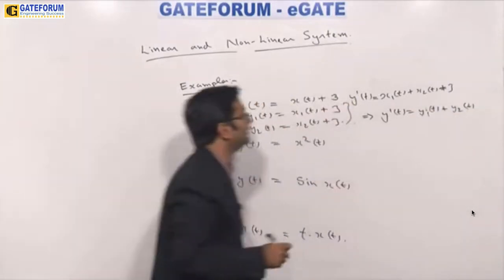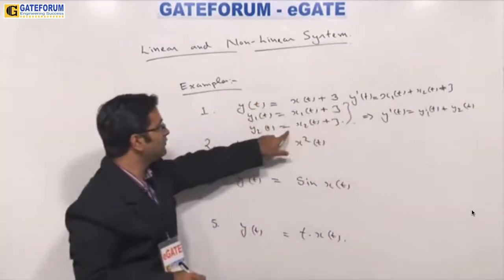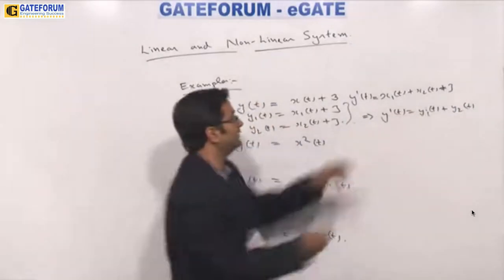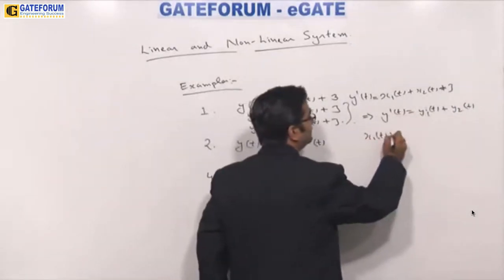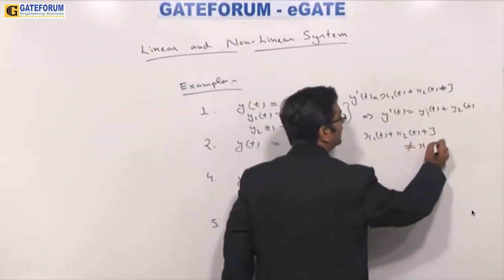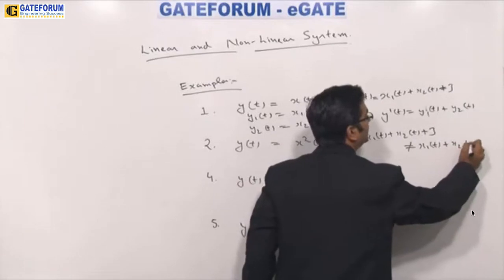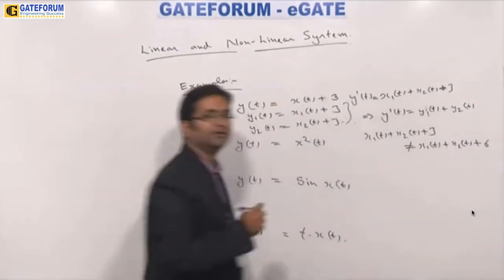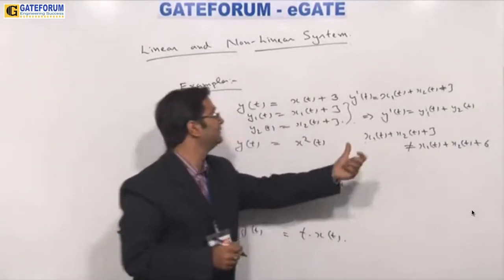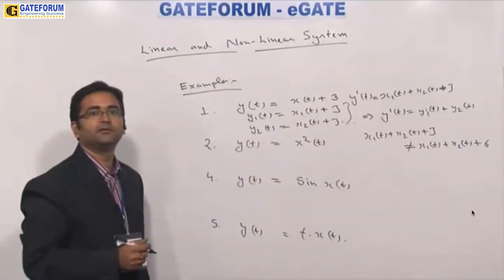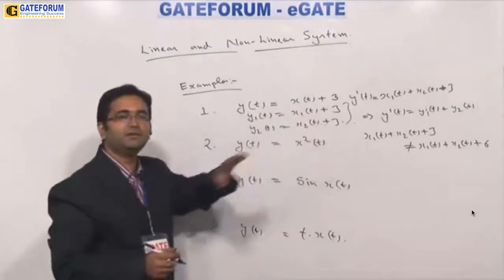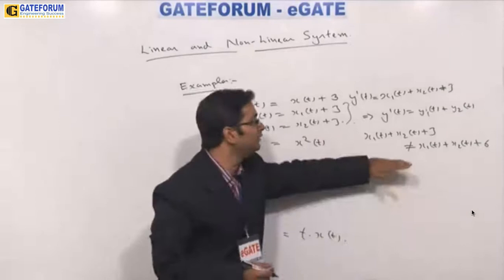See whether it is equal or not. y1(t) is x1(t) plus 3, y2(t) is x2(t) plus 3. If you add y1(t) plus y2(t), this is x1(t) plus x2(t) plus 6, which is not equal to x1(t) plus x2(t) plus 3. Now here the principle of superposition is not satisfied, and thus this becomes a non-linear system. In a weak sense you can say it is linear because it represents the equation of a line, but in the strict sense it is not a linear system, it is a non-linear system.